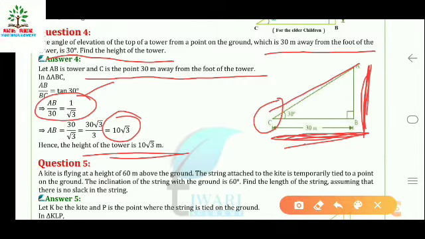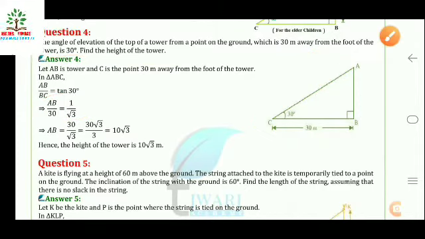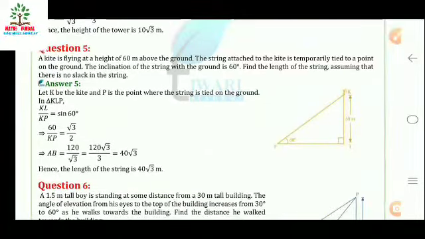So the simple thing we have to keep in mind is that we must be able to draw the figure. Once the figure is known and it is clear, then it's very easy for us to solve these questions.